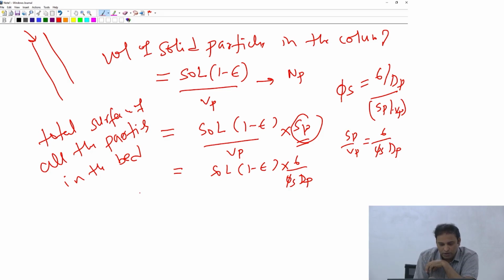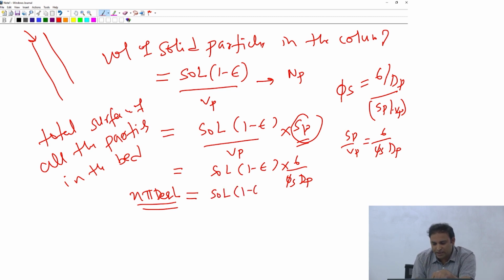Therefore, what I can do is write n times pi d equivalent times L. That is the total surface area of all the channels in the column, which is equal to S naught into L into (1 minus epsilon) into 6 by phi s into dp, that is the total surface area of all the particles that I have in the column. Therefore, this is basically the surface area balance.